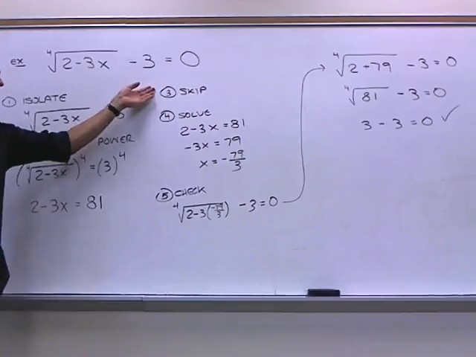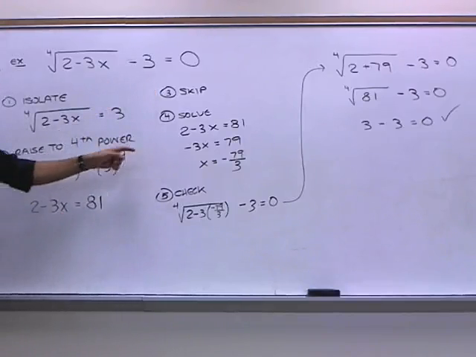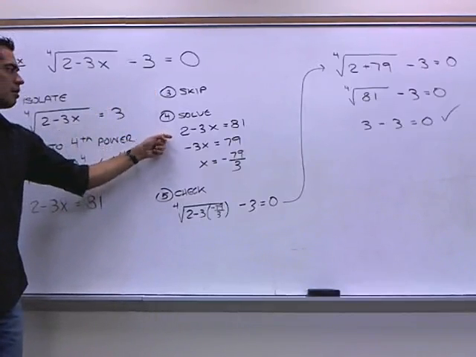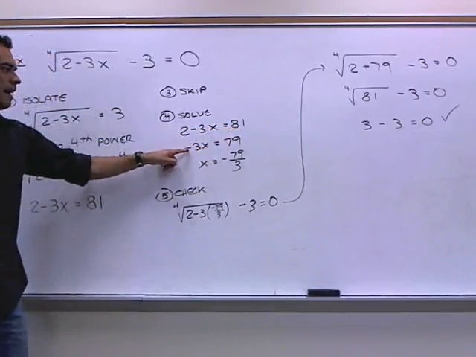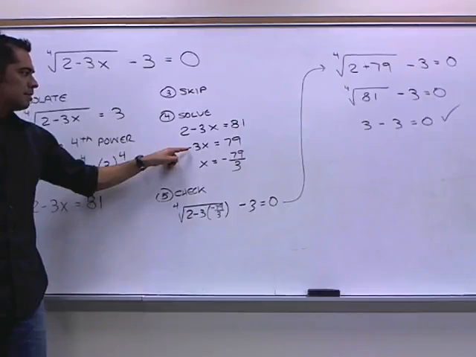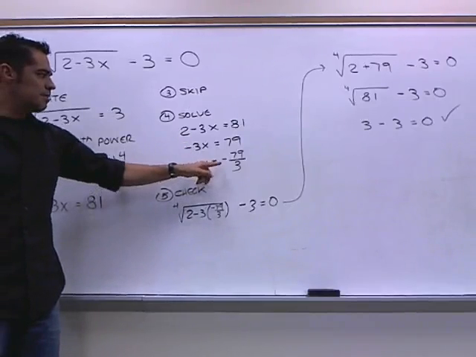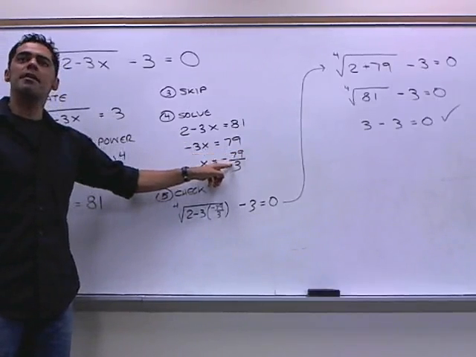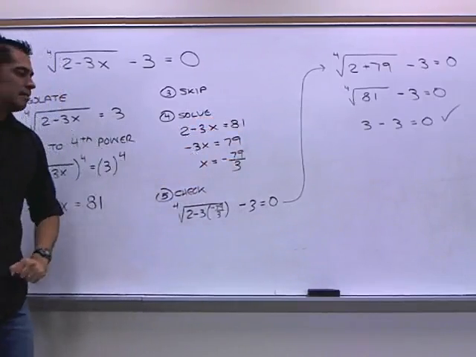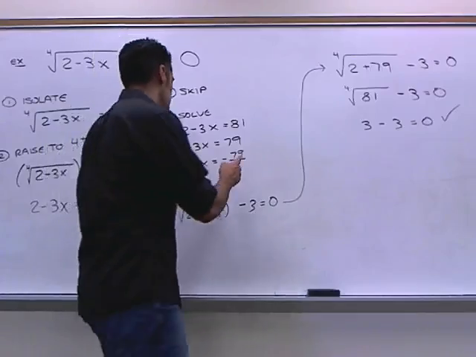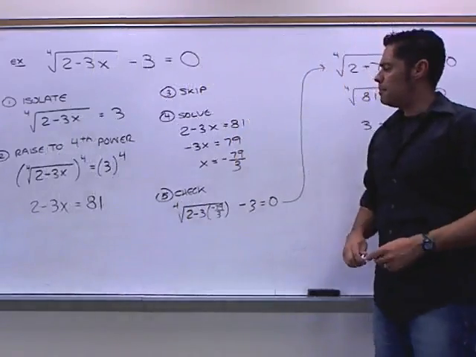Skip the third step. Take this equation here and solve it for x. So subtract 2 on both sides to get 79. Divide both sides by -3, so over here you get just the x. 79 divided by -3, that's why I have the negative out front, because it was a positive divided by a negative. Then I take that answer and plug it back into the original problem to check it.